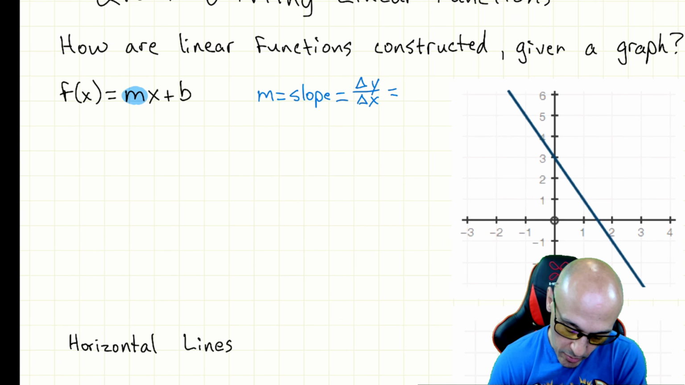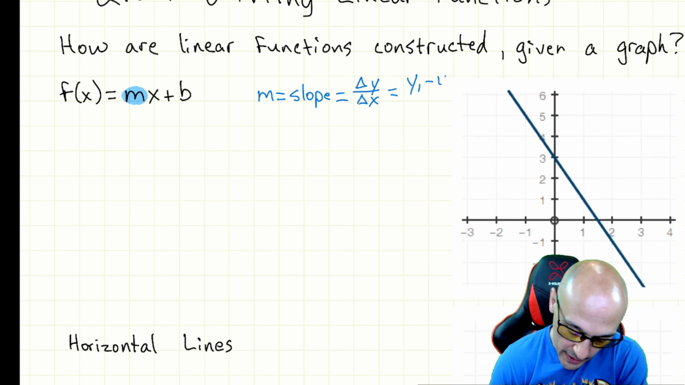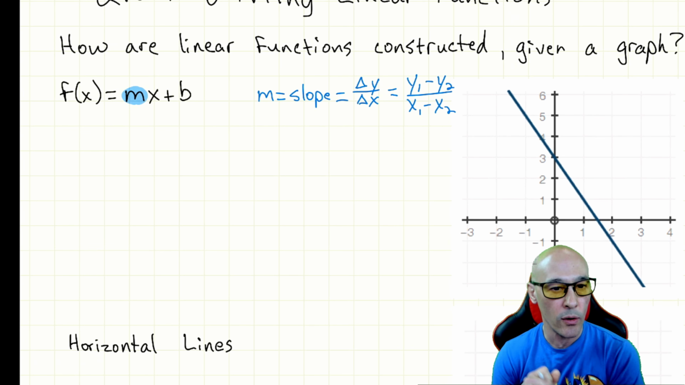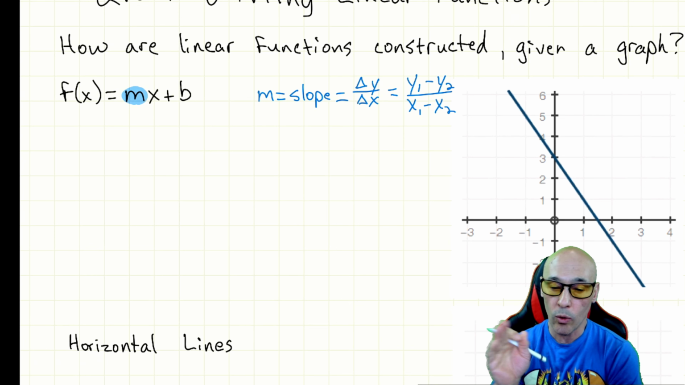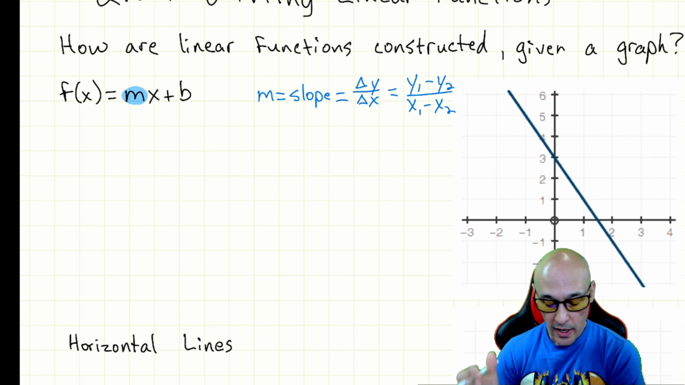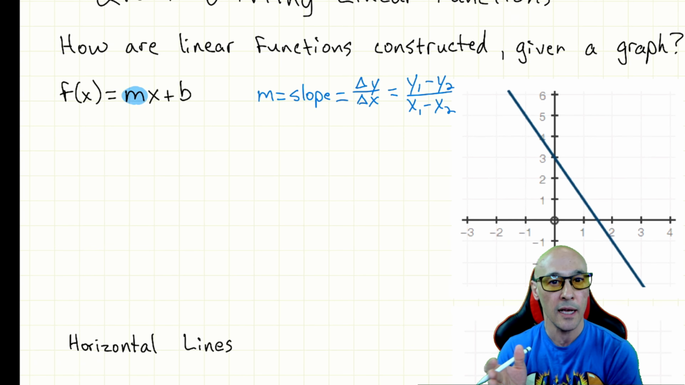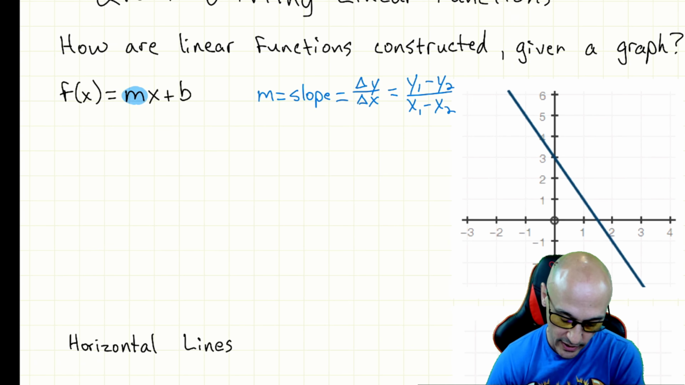And we can also remember that it's y1 minus y2 over x1 minus x2. That's kind of complicated. We aren't going to focus on that so much now. We'll focus on that later. Delta y means the change in y between any 2 points. Delta x means the change in x between any 2 points.